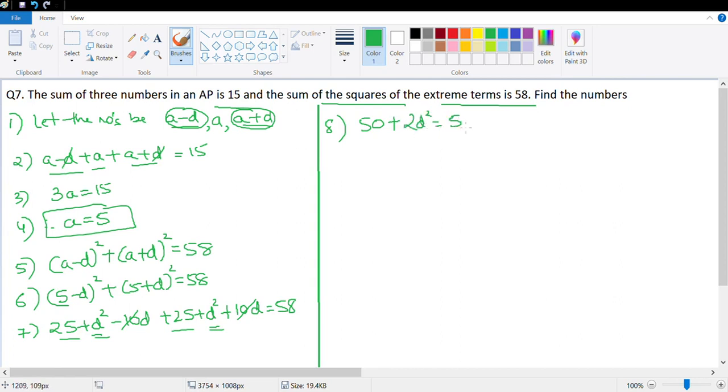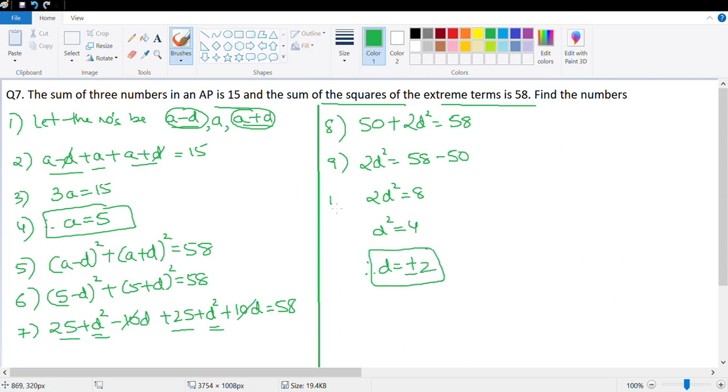is equal to 58. This tells us 2D square is equal to 58 minus 50. 2D square is equal to 8. D square is equal to 4. Therefore, D is equal to plus minus 2. Right, so we got the value of D. Let's see what the question is. We need to find the numbers.